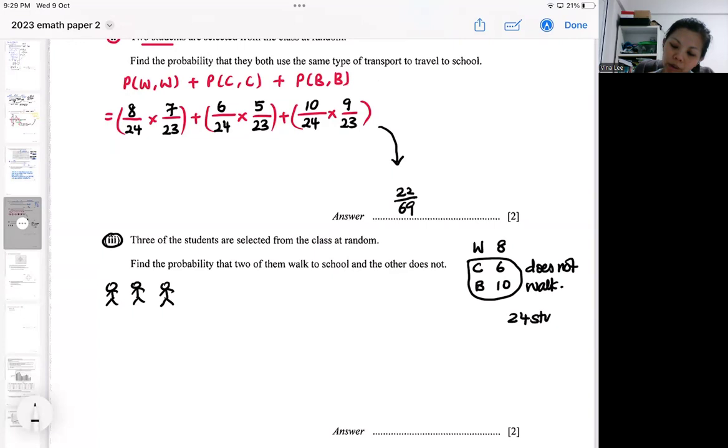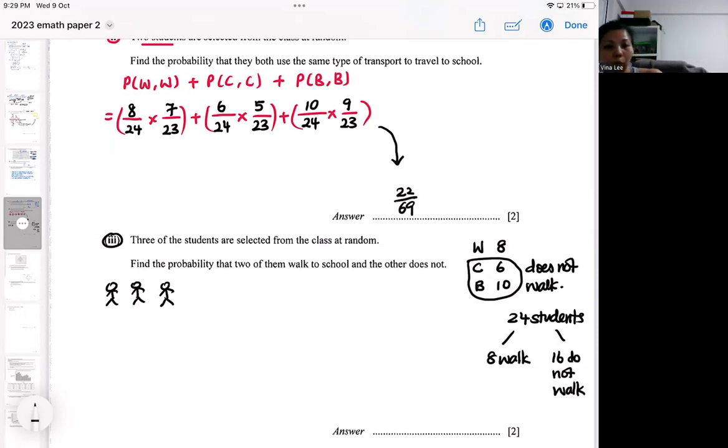So to me, there are 2 categories of students, walk or don't walk. Of the 24 students, 8 will walk to school, and for the others, I don't care whether they cycle or take the bus. The other 16 just do not walk. As long as they don't walk, they fall under the 16. It doesn't matter whether they cycle or take the bus, they are lumped under those who do not walk.